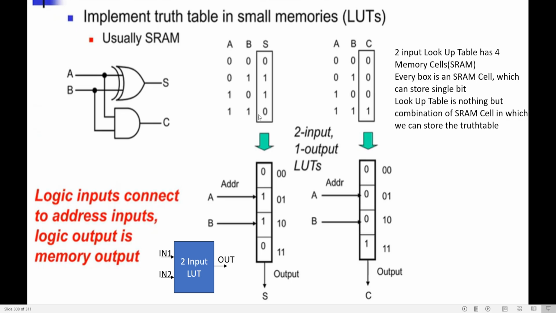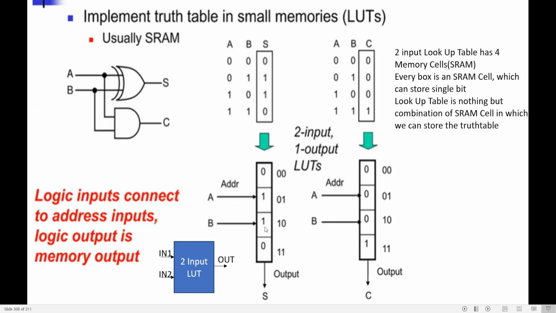I am going to transform this truth table into memory cells. Clear? Since I have 2 inputs, I need 4 cells. So static RAM cell 1, cell 2, cell 3, cell 4. What is it that I am going to store in these cells? The output. What is the output? Sum: 0, 1, 1, 0. So the output 0, 1, 1, 0 is stored inside the static RAM. Every box is a static RAM cell which can store only one bit, a single bit. That is what I have stored here: 0, 1, 1, 0.